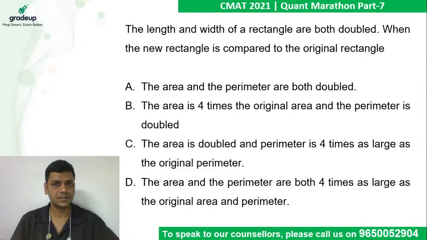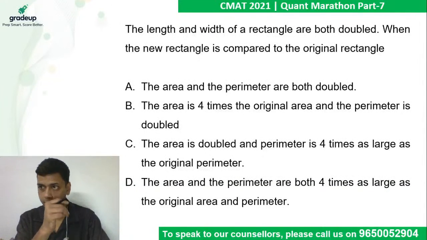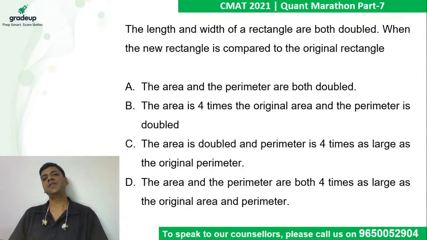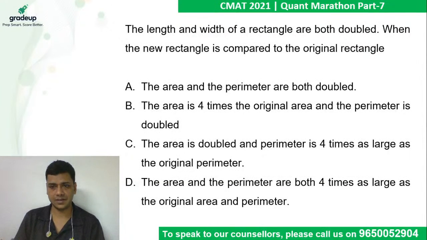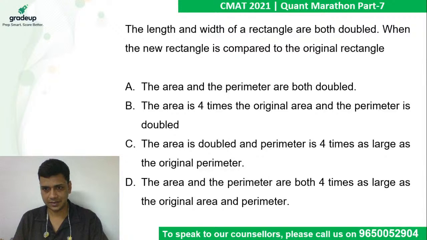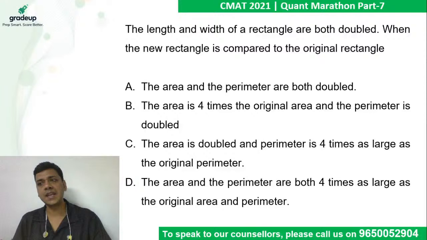Guys, this is a simple one. If length and width of a rectangle are both doubled, what will happen to the area and what will happen to the perimeter? No, Rohan, perimeter will not become 4 times, na? Area will become 4 times when the perimeter will be doubled. Yeah, that's the right answer.